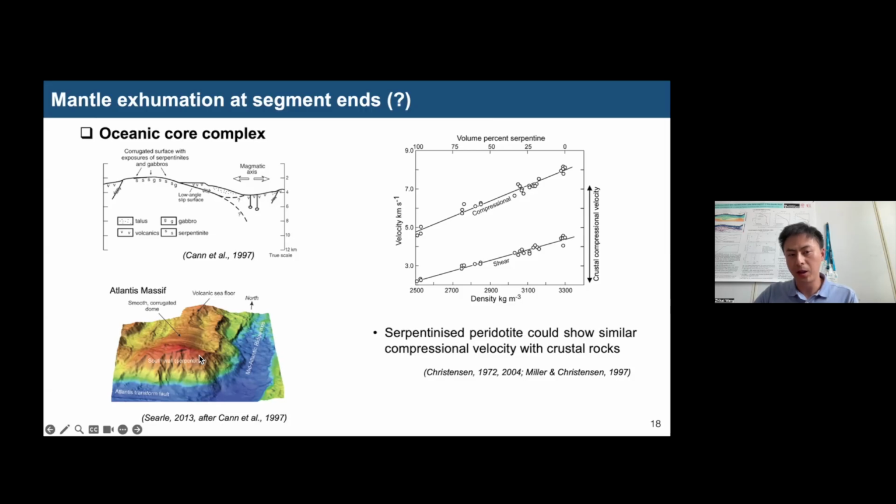And the mantle interacts with water to form serpentinized mantle, and the serpentinized mantle can show similar velocity as crustal rocks, which is shown in this figure. This line shows the variation of serpentinized mantle velocity, and here is the range of crustal velocity.